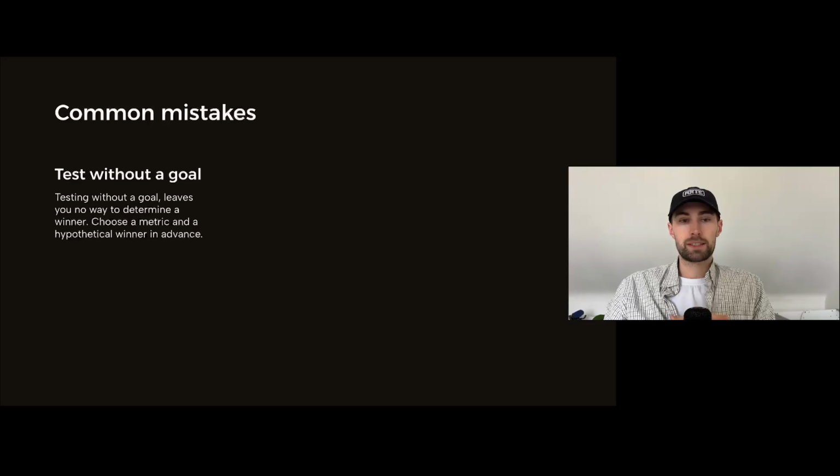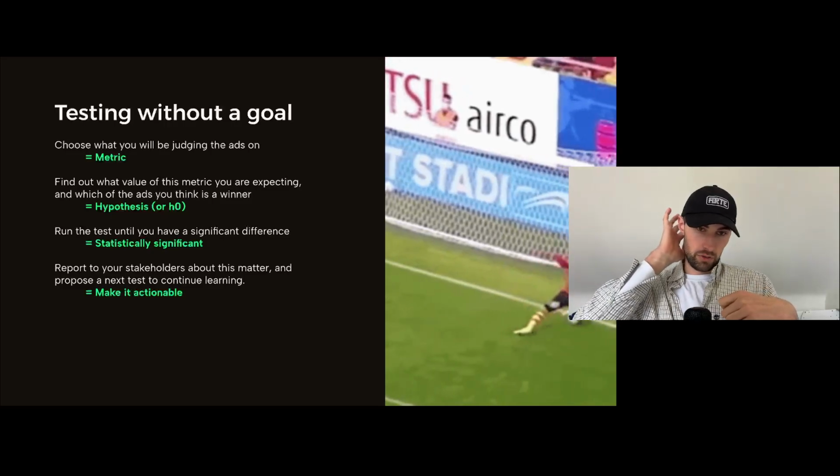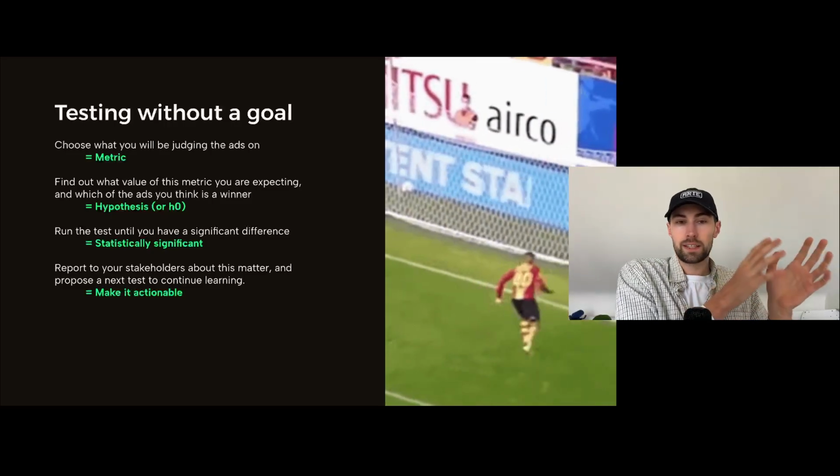There are some very common mistakes, and the first one is to test without a goal. How can you choose a winner within your test without determining beforehand what you're testing on? So you want to choose a very clear metric and also a hypothetical winner, because if you don't pick a winner, you're not really able to phrase well what exactly you learned. You never want to test without a goal.